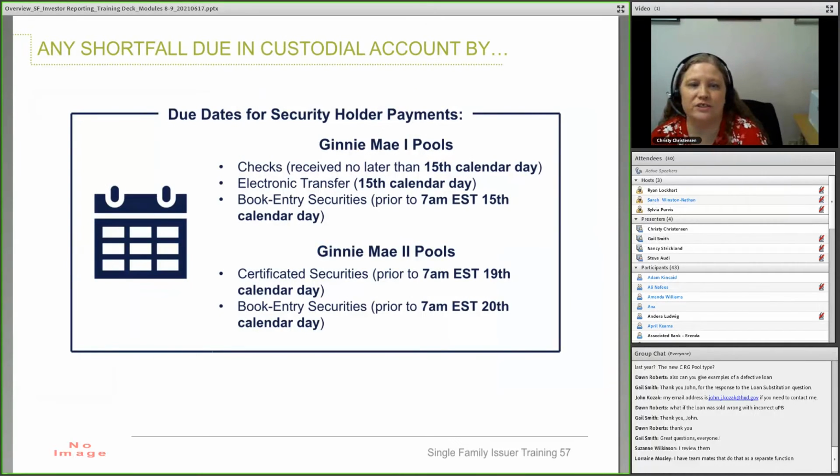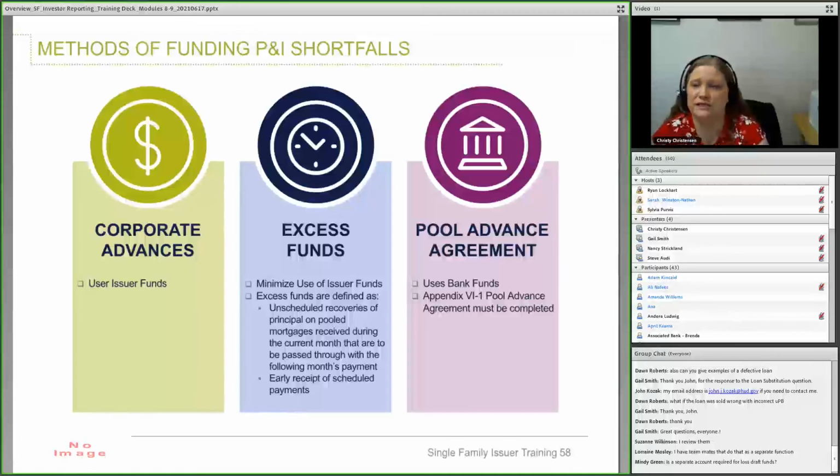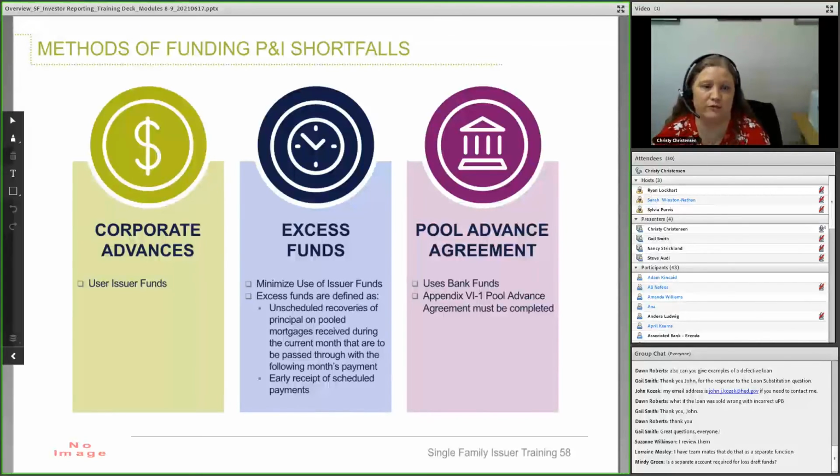Any shortfalls for Ginnie Mae 1 pulls are due to the custodial account prior to the 15th calendar day. For Ginnie Mae 2 pulls, any shortfalls are due to the custodial account prior to the 19th or 20th calendar day, depending on the ACH draft for the Ginnie Mae 2 pulls. Using the Annotation Tool, Sarah, if you could turn on the Annotation Tool, please. Could you please place a sticker on the method your company uses to fund P&I shortfalls if you know?